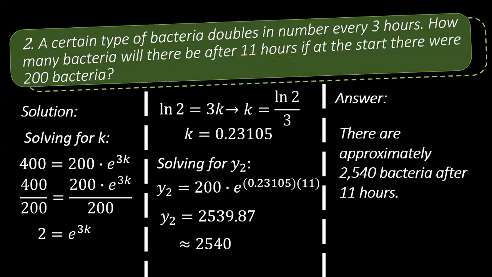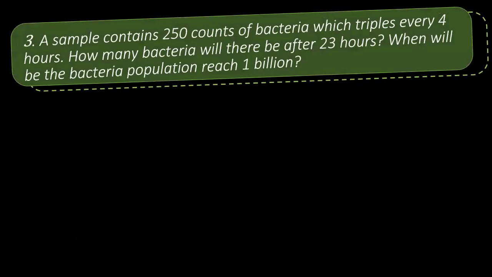So I hope you understand. Number 3. A sample contains 250 counts of bacteria, which triples every 4 hours. How many bacteria will there be after 23 hours? And when will the bacteria population reach 1 billion? So there are 3 things that we need to answer here.